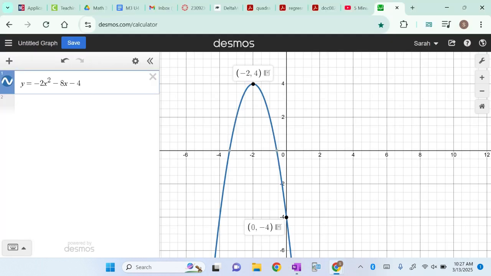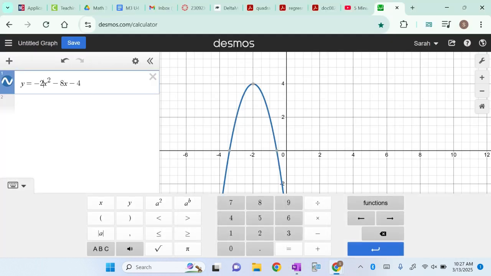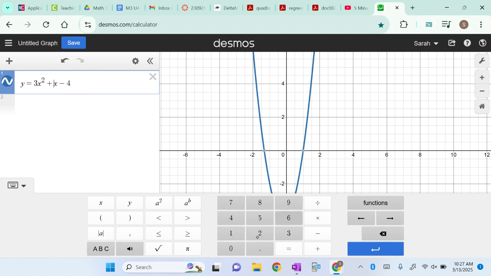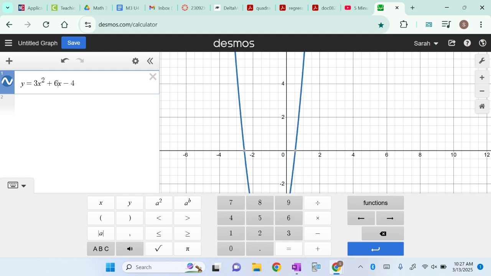Then lastly, our last one, we have positive 3x plus 6x squared minus 4. Or not 6x squared, 6x.